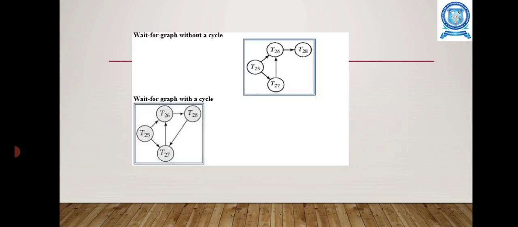This is the wait-for graph without a cycle, the first graph. Then the second graph is a wait-for graph with a cycle.